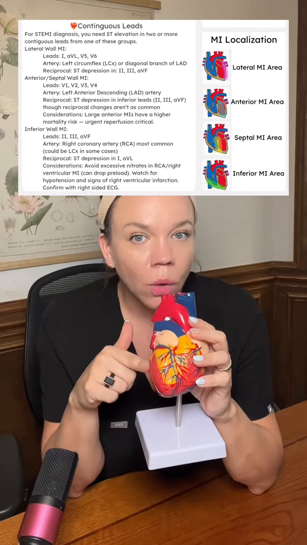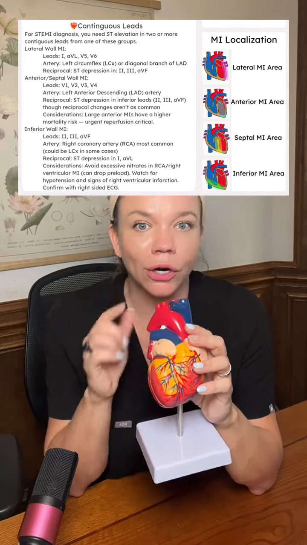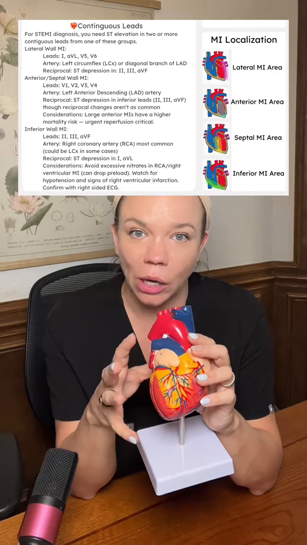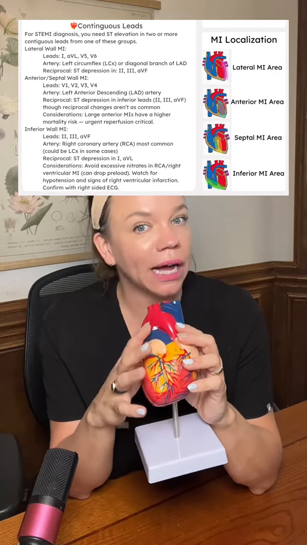So if we're having a lateral wall MI, we're going to see elevations that would show us that that circumflex artery or maybe one of the diagonals of the LAD are blocked. So I would be looking for changes in I, AVL, V5, or V6.